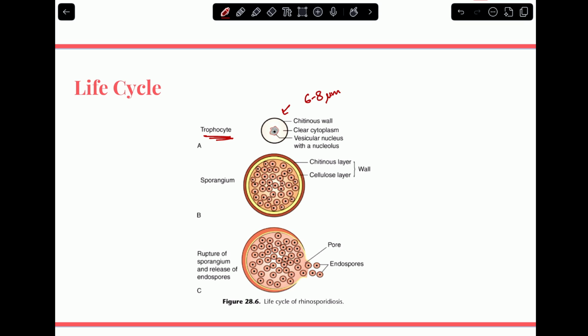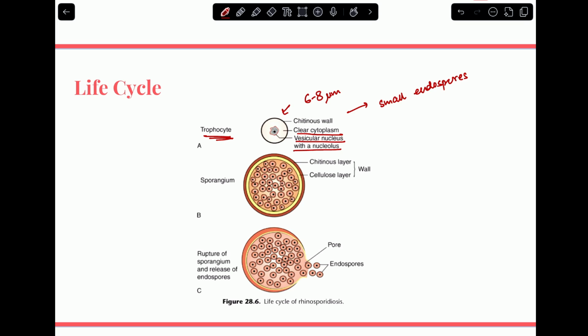It has a very clear cytoplasm. It has a vesicular nucleus with a nucleolus. And this trophocyte starts increasing in size slowly, and it starts to divide its cytoplasm and nucleus, and hence it leads to development of small endospores within it. Now, as the small endospores start getting formed with multiple divisions, these trophocytes are getting filled with small endospores.